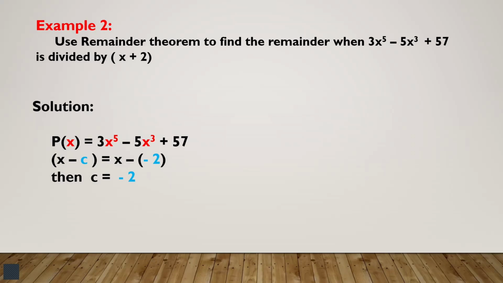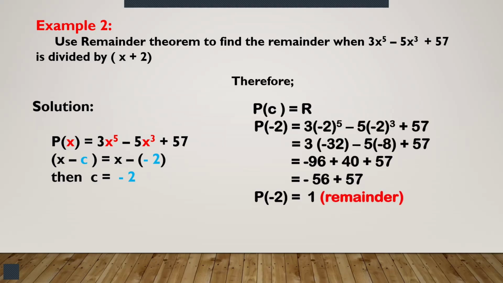And since, again, the remainder r is equal to p of c, and if c is equal to negative 2, the remainder is p of negative 2. Now, evaluating p of negative 2, this is 3 times the quantity negative 2 to the fifth, minus 5 times negative 2 cubed plus 57.